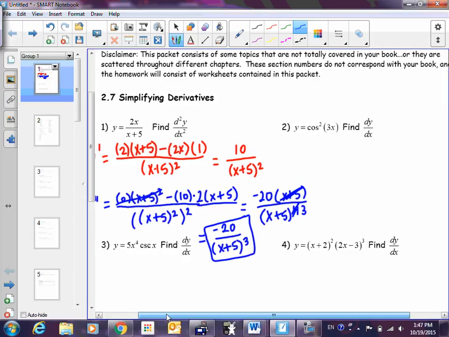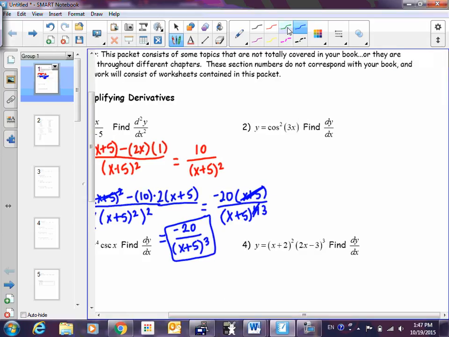Okay, let's look at problem 2. First of all, what does this squared mean? What's being squared? The whole thing. So how do we take the derivative of cosine of 3x, the whole thing squared? Peanut M&M. Function within a function within a function. So the 2 comes down.